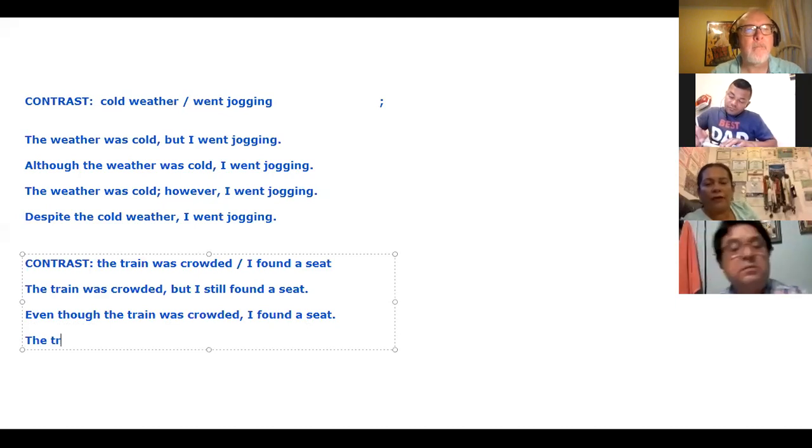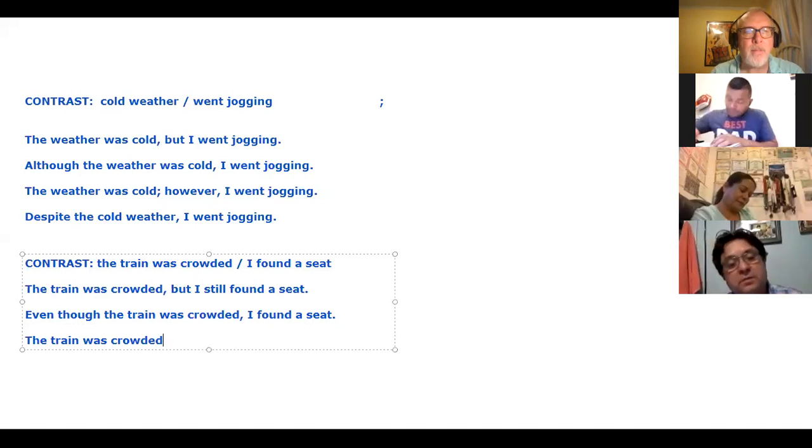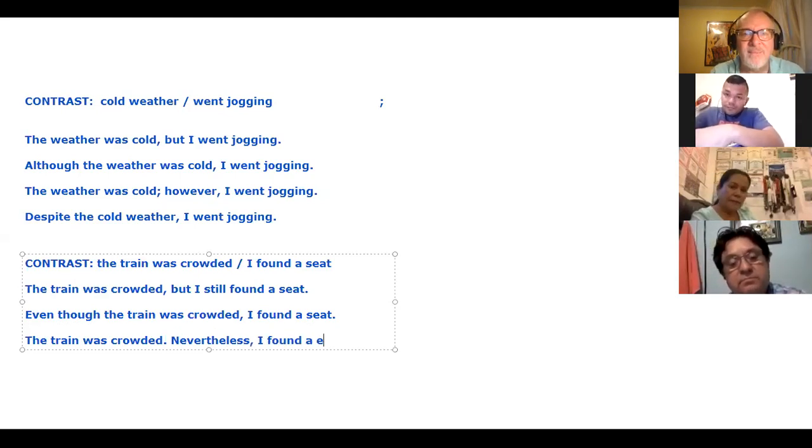The train was crowded. Period. Nevertheless, I found a seat. The train was crowded, period. Nevertheless, I found a seat.